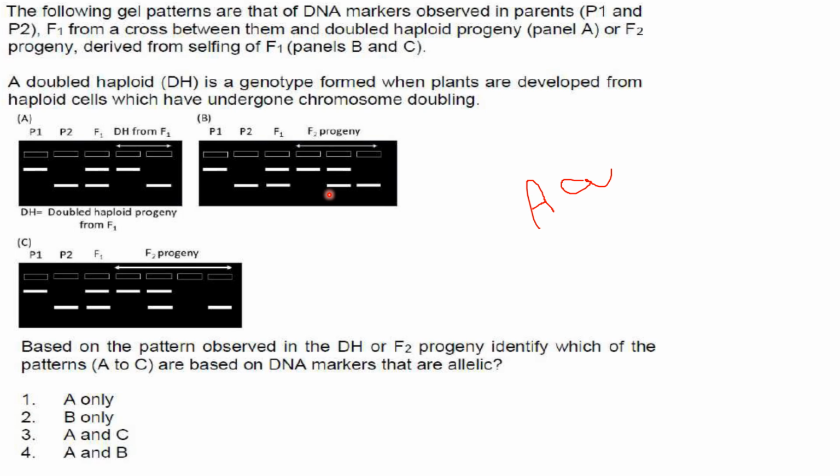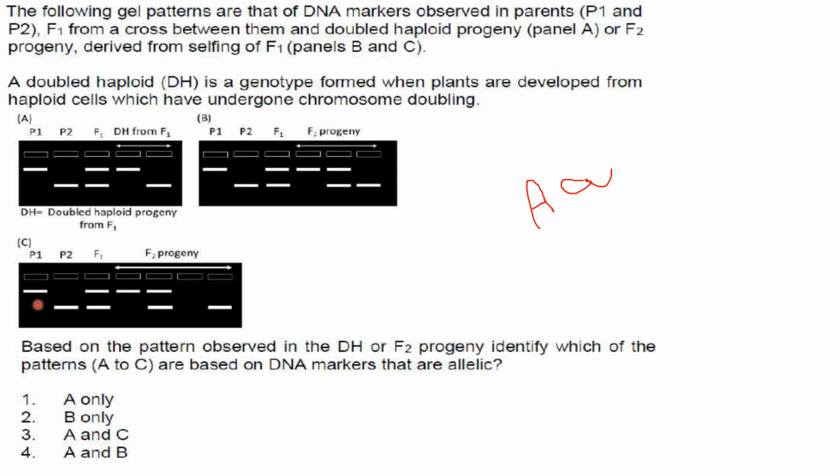Now in F2 progeny, here in panel B, if you see, F1 and F2 show both the P1 and P2 bands. F2 progenies are also showing P1 and P2 bands. This lane is showing the P1 band. This lane is showing P1 and P2. This lane is showing only the P2 band. So F2 progeny in panel B is also having allelic markers.